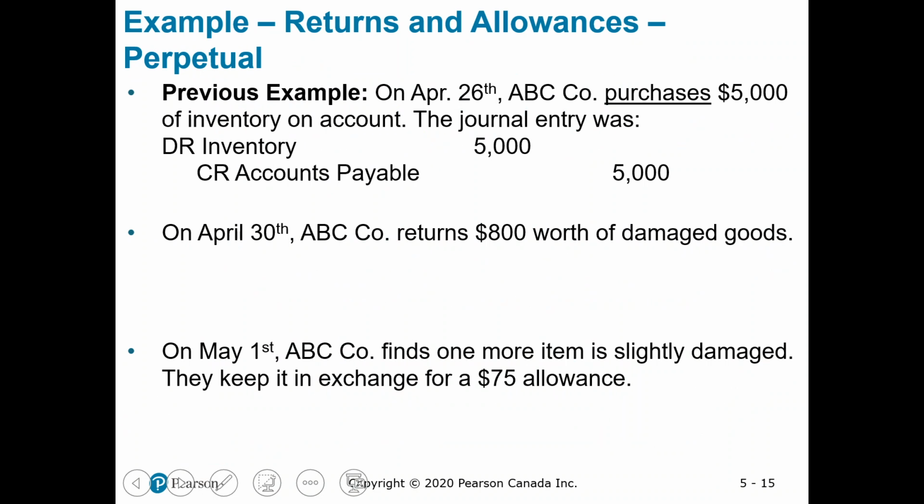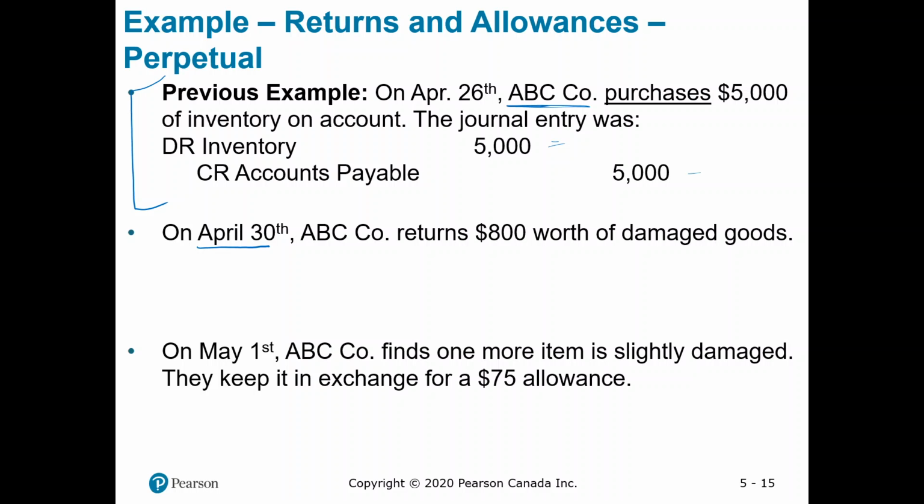Okay, so let's look through an example of this. We'll continue on with the one we started with, ABC Company. This was what we originally booked as the purchase from April 26th. They had $5,000 that was purchased. We recorded it into inventory and it was on account, so we credited AP. Now we continue on, and on April 30th, ABC Company returns $800 worth of damaged goods. So again, we are ABC Company, so we're returning these goods to the supplier.